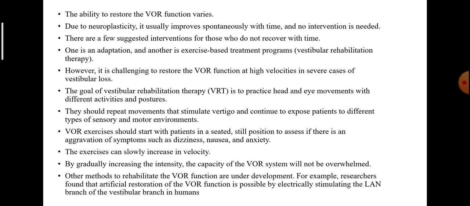Other methods to rehabilitate VOR function are under development, and for example, researchers found that artificial restoration of the VOR function is possible by electrically stimulating the branch network of the vestibular nerve in humans. This is a comprehensive overview of the vestibular ocular reflex.